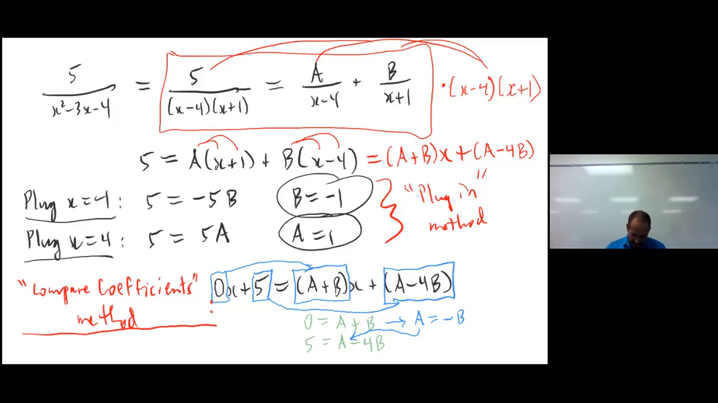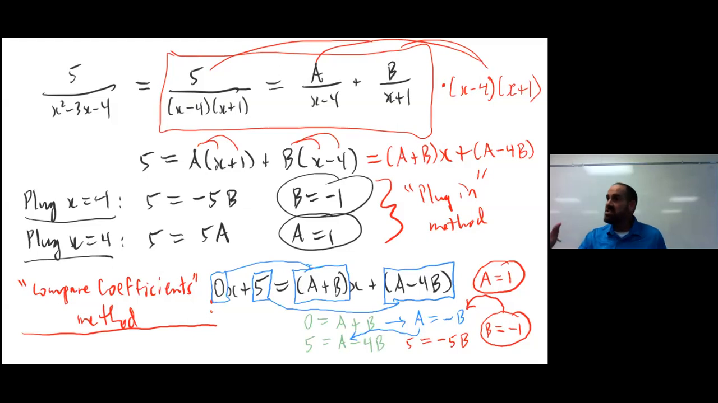I'm starting to run out of room down here on the bottom. You would get that 5 equals negative 5b, i.e. b equals negative 1. But once I know b is negative 1, guess what? I know what a is, right? If b is negative 1, because a is negative b, a has to be equal to 1. See what I'm saying?